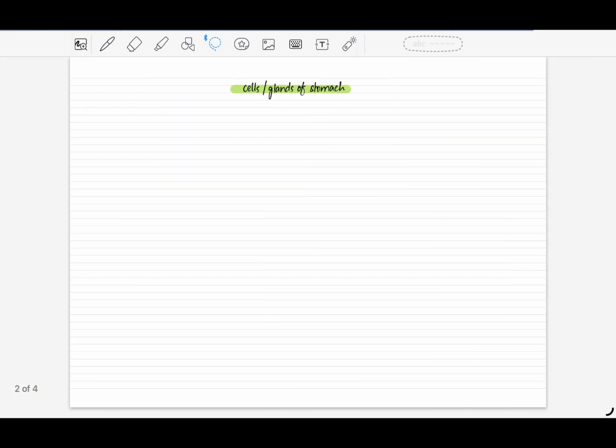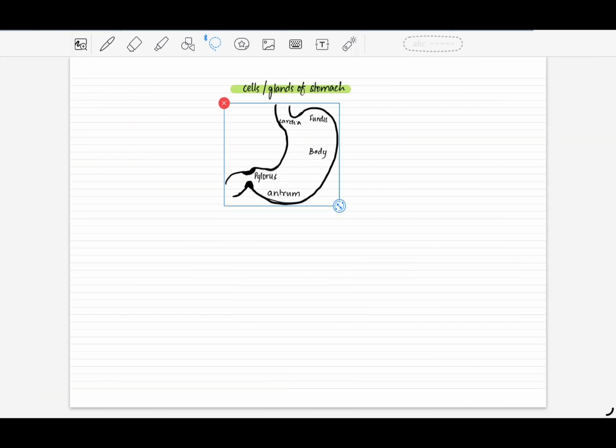Now let's discuss the glands and the cells of the stomach. Just a quick overview: we have the cardia, which is near the lower esophageal sphincter. Then we have the fundus, the body, antrum, and then the pylorus before it opens into the small intestine.